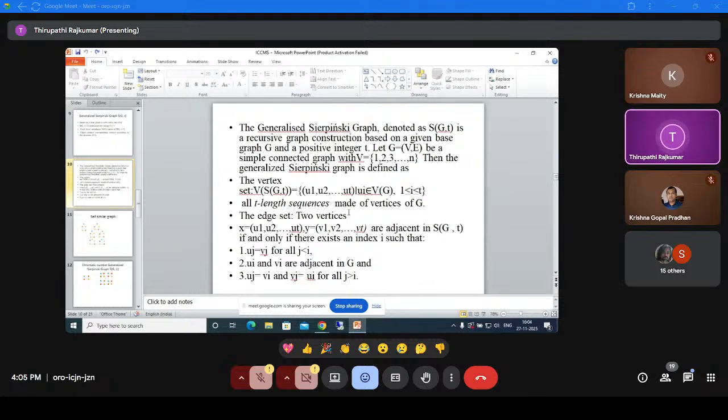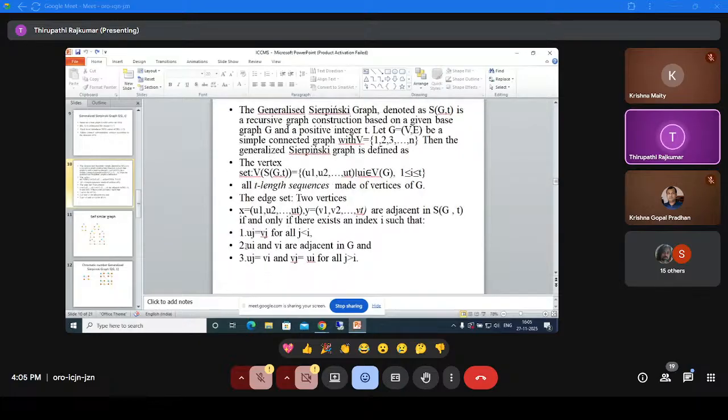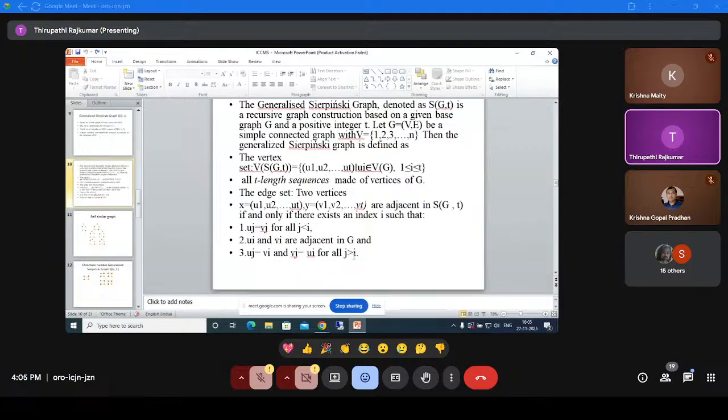All sequences of length t are vertices. The edge set: two vertices x = u1 ... ut and y = v1 ... vt are adjacent in S(G,t) if and only if there exists an i such that uj = vj for j less than i, ui and vi are adjacent in G, uj = vi and vj = ui for all j greater than i.